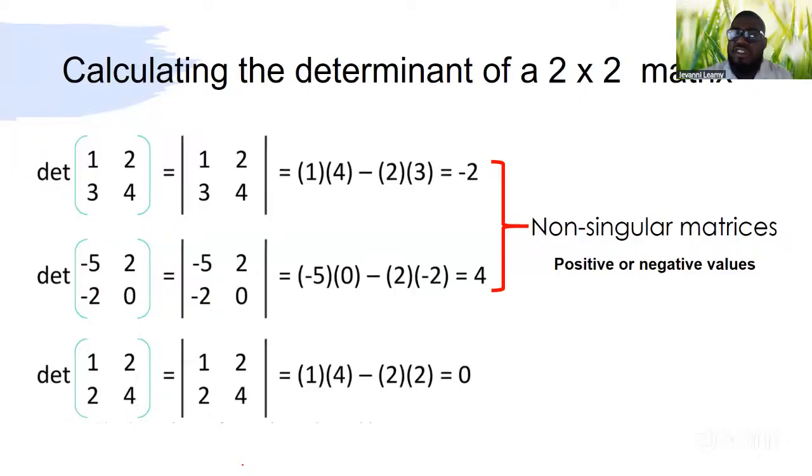Now, what about 0? 0 is not a negative or a positive number. So can I say anything about that? When I get a negative or a positive number, it's non-singular. So what would I call it when I get 0? It is a singular matrix. Whenever you get your determinant to be 0, it is singular. It's a term that we use in mathematics called a singular matrix. So don't confuse them with the English language.